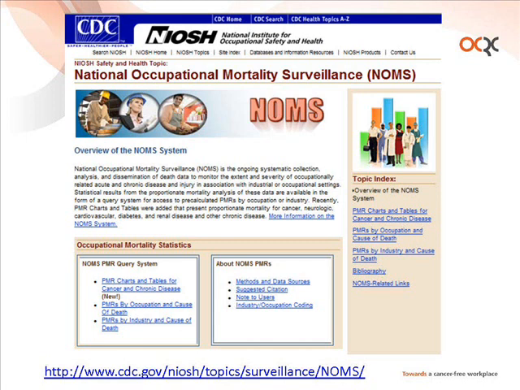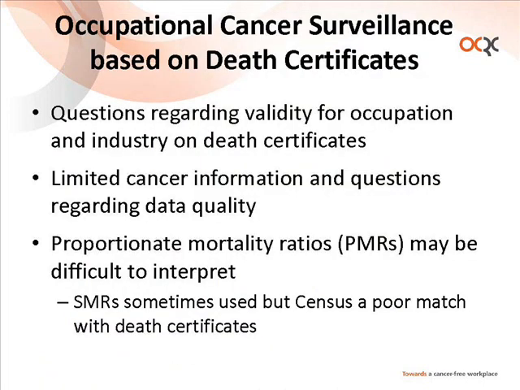So using a system that's based just upon death certificates has a lot of issues associated with it. One is questions regarding the validity of the information on occupation and industry. Now, these questions probably arise less for something like carpenters or even firefighters, physicians, dentists or nurses, people who go in and establish a career and keep that same occupation for the majority of their working life. Those folks, it's probably pretty good.